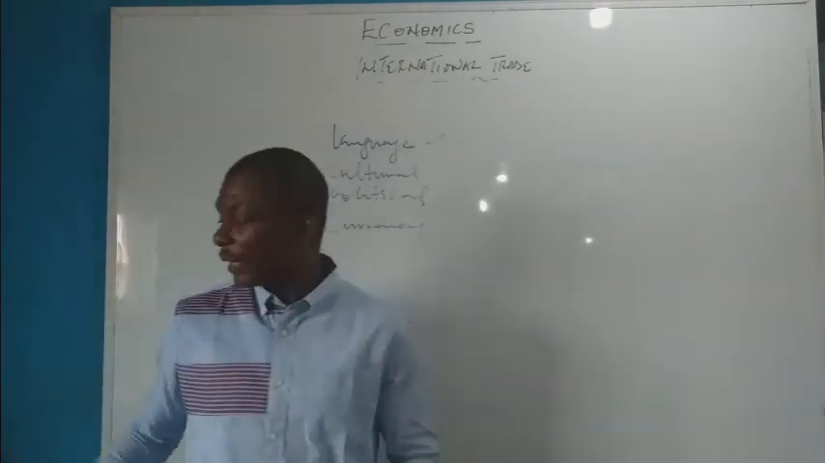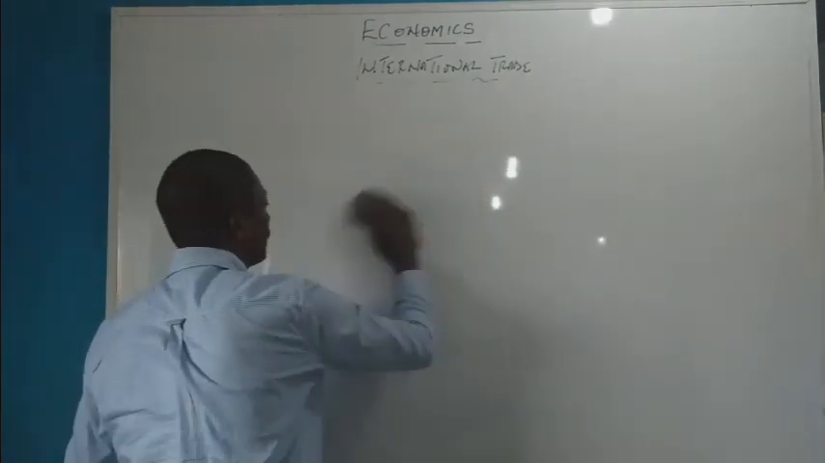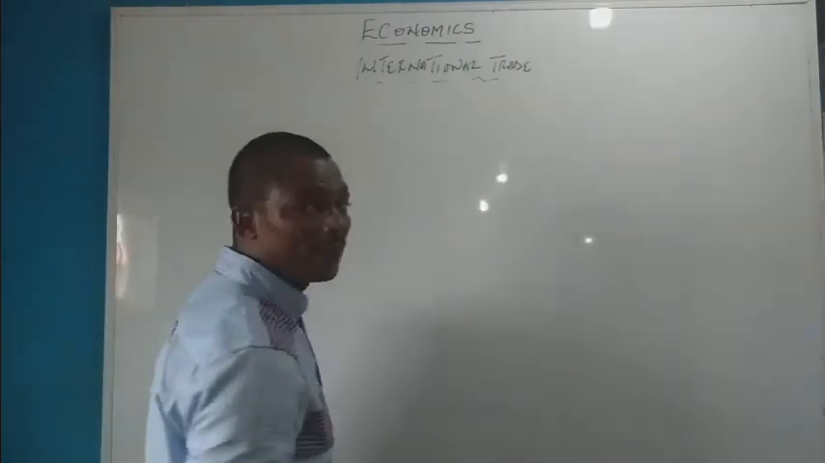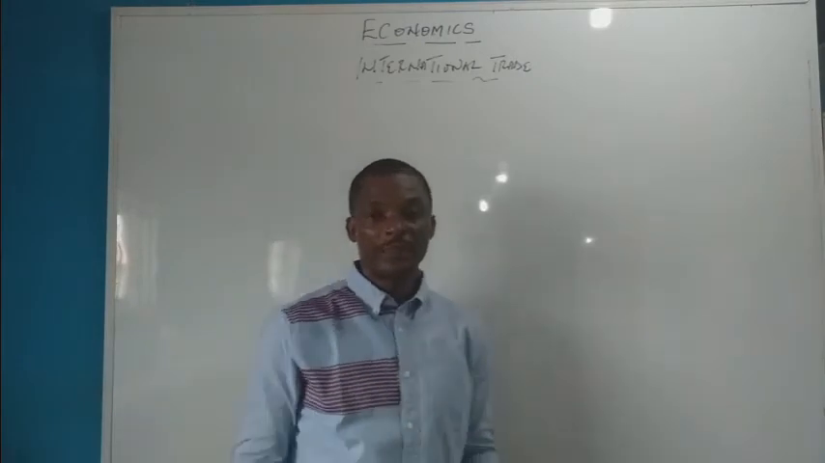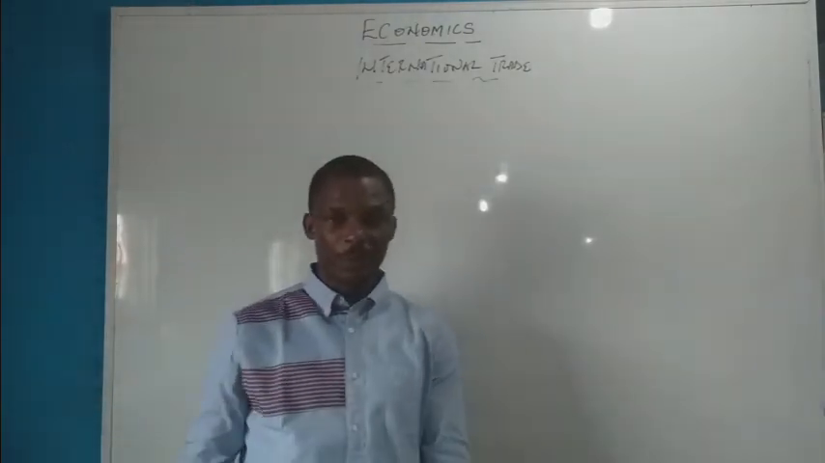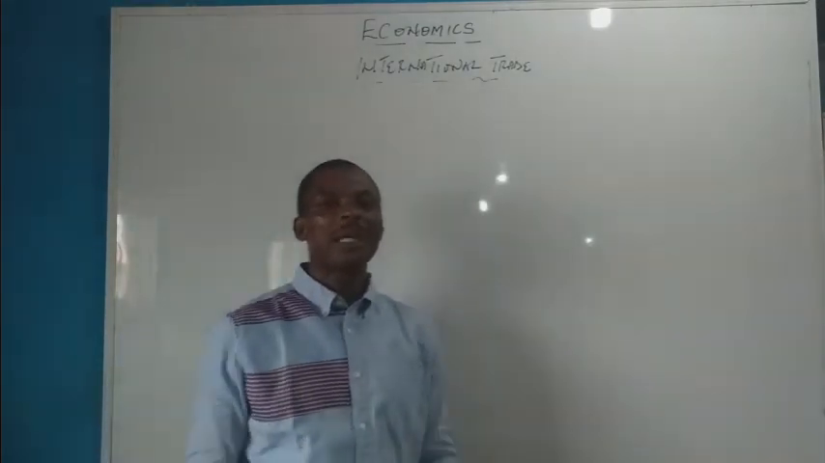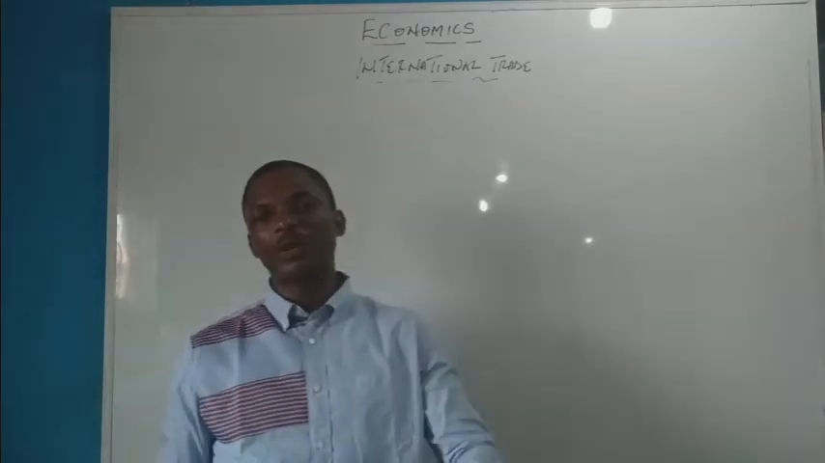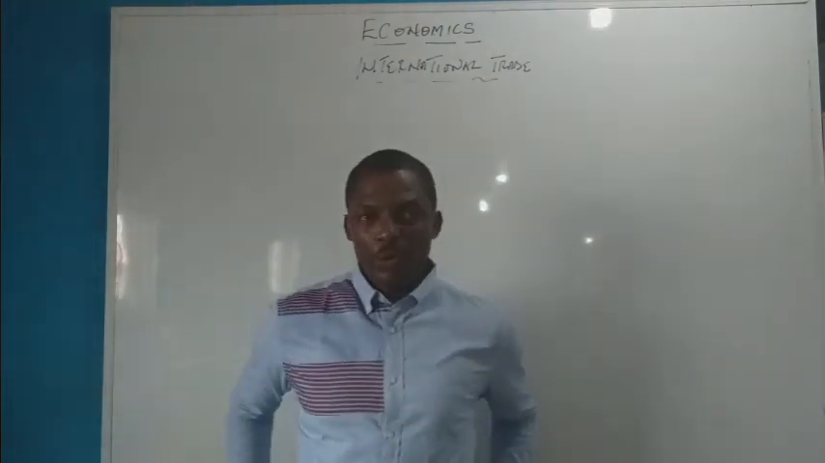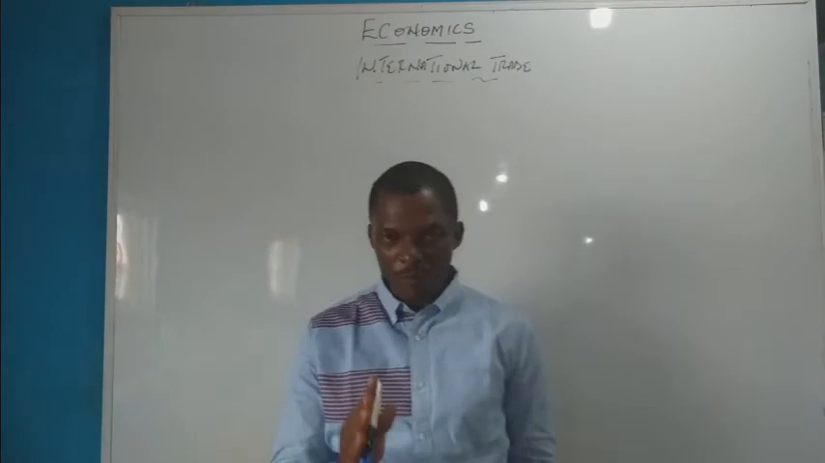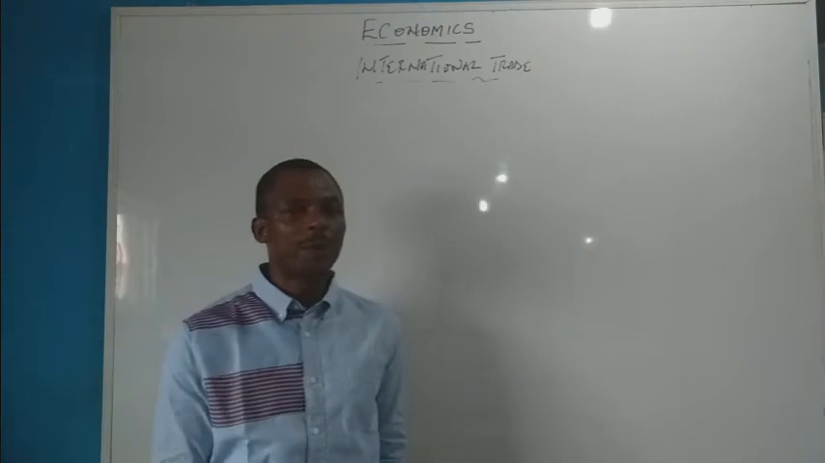Now, without wasting our time, let's look at balance of payments. What is balance of payments? Balance of payment is the comparison of a country's receipts from its visible and invisible exports and its payment on visible and invisible imports. So I can invariably say that balance of payment is just the comparison of a country's receipts from her payments. If the receipt is greater than her payment, you refer to that as a favorable balance of payments. But if the payment is greater than the receipt, it is referred to as unfavorable balance of payment.